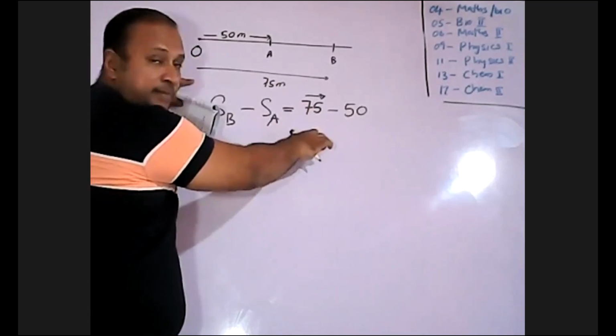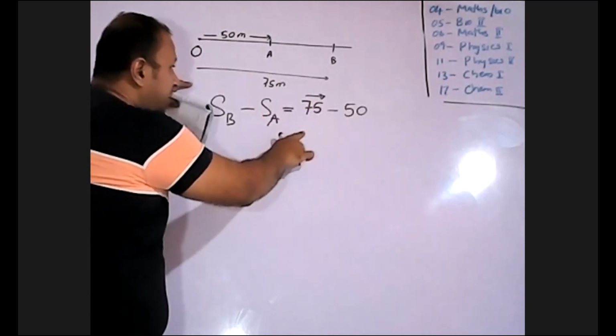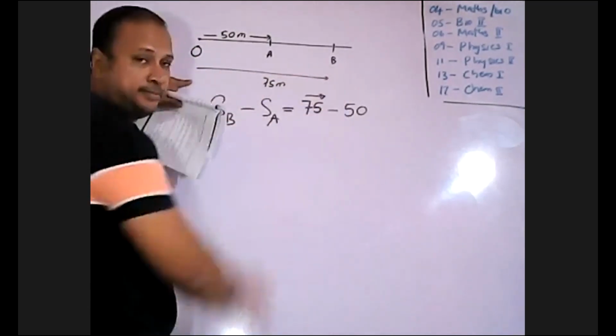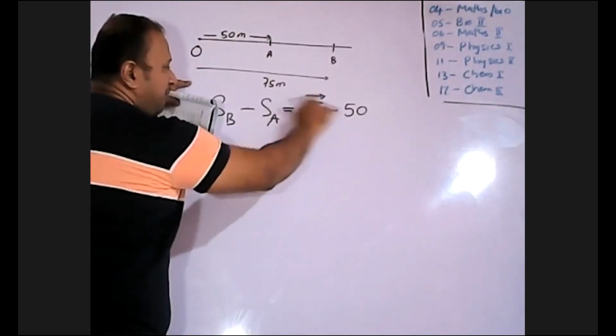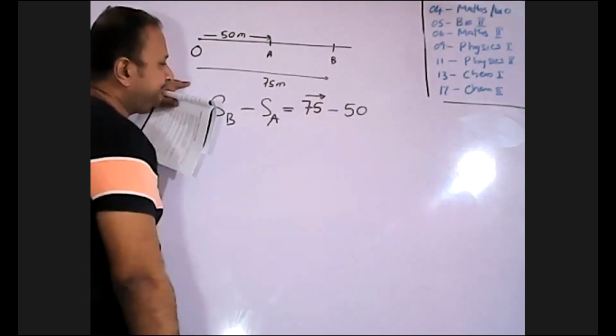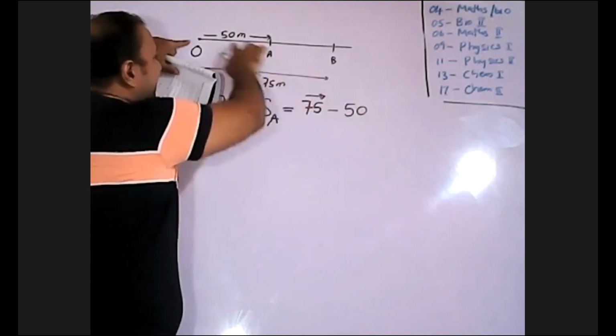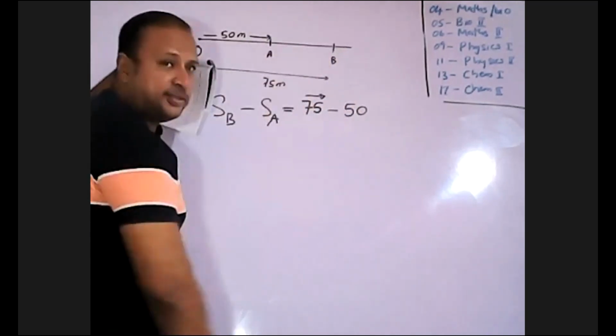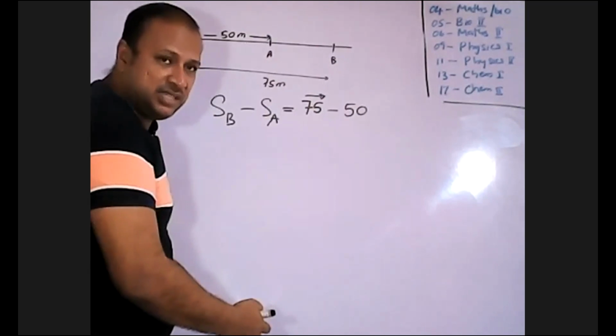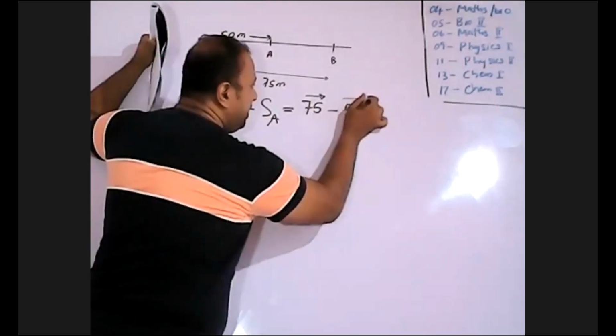75. This is the displacement of B. It is in right direction. It is 75. Therefore, direction is into the right. 50 meter. It is also into the right because both are moving in east direction.